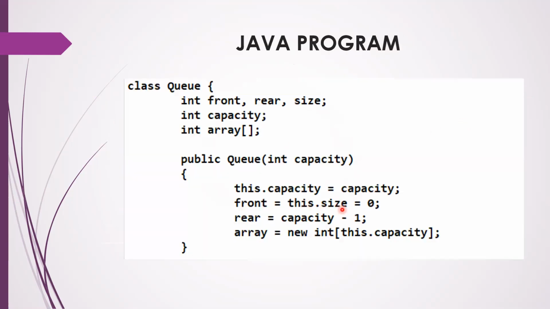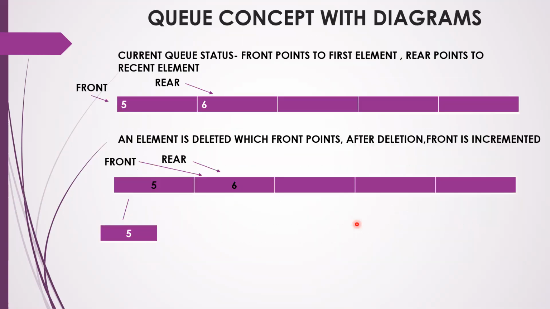So this dot size is equal to 0. So front is initially given 0. Rear is initially given capacity minus 1. Because rear is always pointing to the last element, whoever is inserted most recently, because insertion always occurs at the rear end. So it's always capacity minus 1. Yes, because it goes on incrementing.